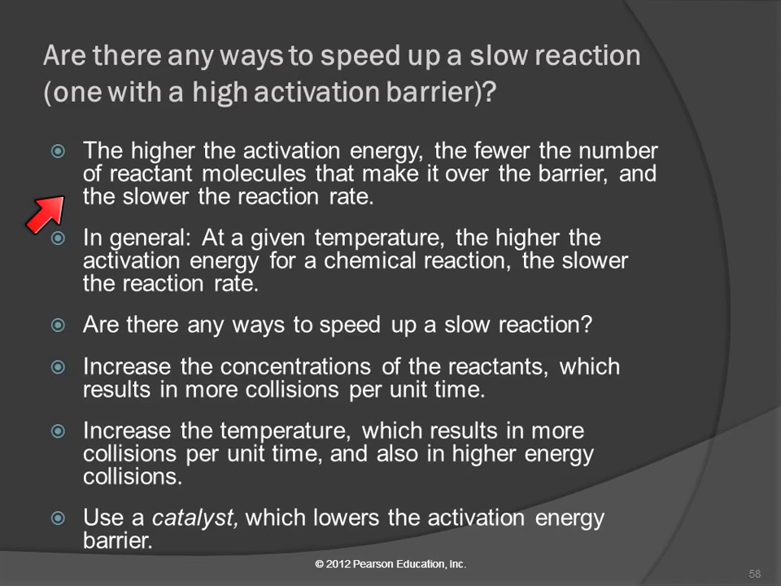So the higher the activation energy, the fewer the number of reactant molecules that are going to make it over that barrier, and the slower the reaction rate. So that makes sense. If the hump is really tall, you're not going to have many particles that can go over. Why would any particles go over?